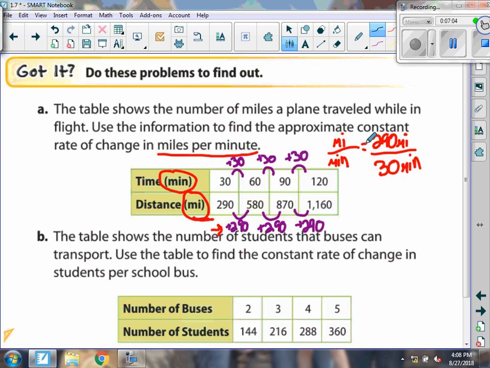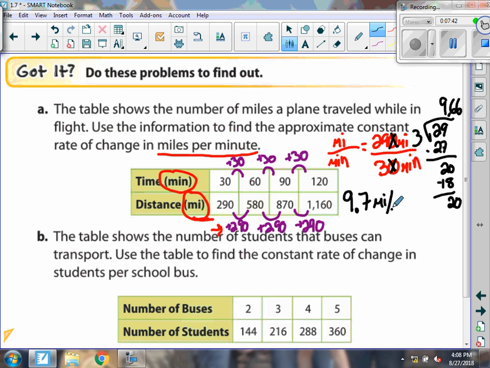Now I need to simplify this. 290 divided by 30. They both end with zeros, so I can cancel out those zeros. So then I have 29 divided by 3. How many times does 3 go into 29? It goes in 9 times. That's 27. 29 minus 27 is 2. I'm going to add a decimal and a 0. How many times does 3 go into 20? That's 6. So that's 18. So 20 minus 18 is 2. If you notice, it's going to be repeated. So I'm going to round this to the nearest tenth. So it'll be 9.7 miles per minute is my answer for A.